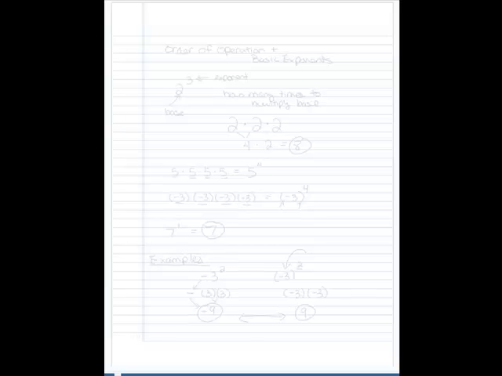Let's talk about the order of operations and some basic exponent rules. Let's start with the exponents. For instance, we have 2 to the third power, or we could say cubed.